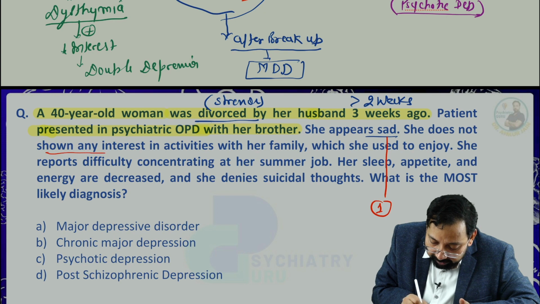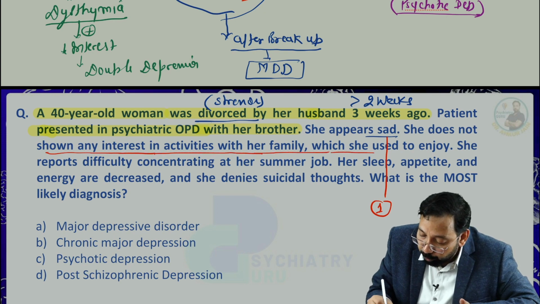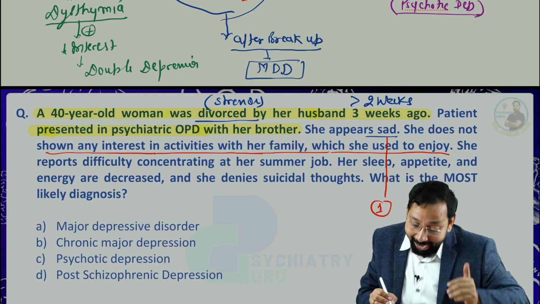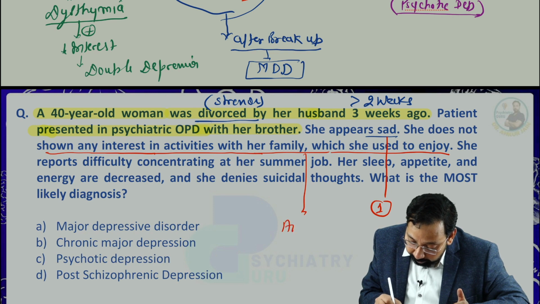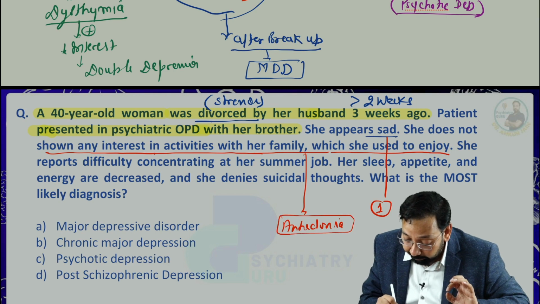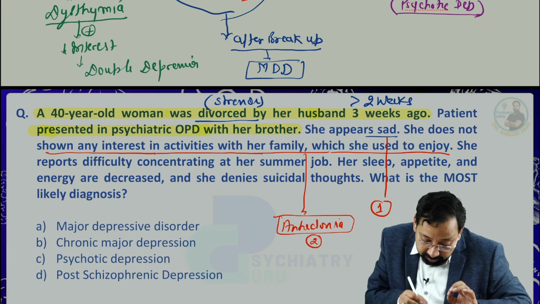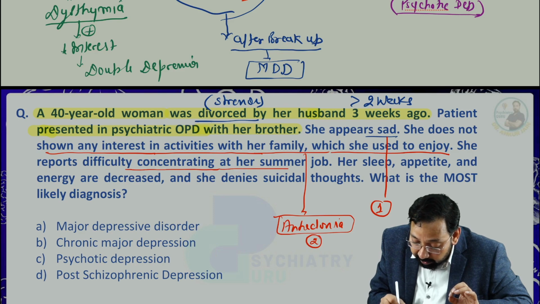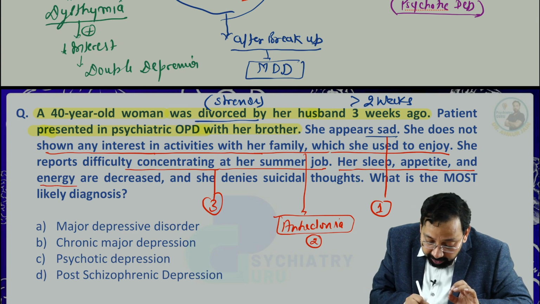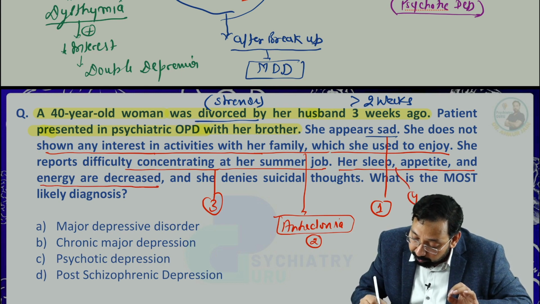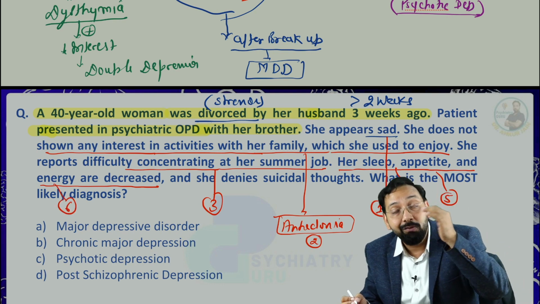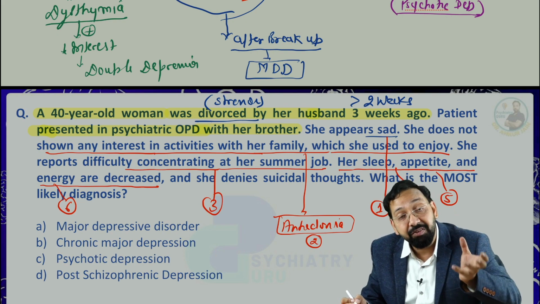She does not show interest in activities with her family which she used to enjoy. Yes, not enjoying which she used to enjoy. Anhedonia. Not getting pleasure in previously pleasurable activity. Anhedonia. Yes, second symptom. She reports difficulty in concentration at summer job. Third symptom. Sleep, appetite and energy are decreased. The sleep, fourth symptom, appetite, fifth symptom, energy, sixth symptom. Five or more than five symptoms, more than 2 weeks, depressive criteria fulfilled.